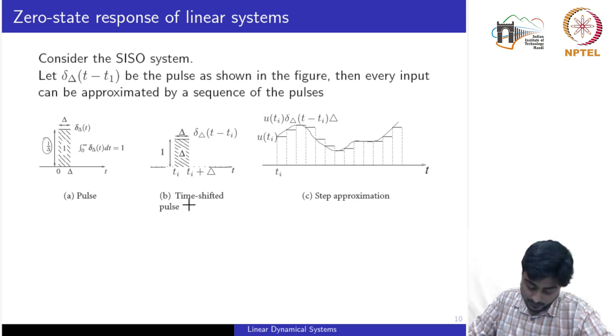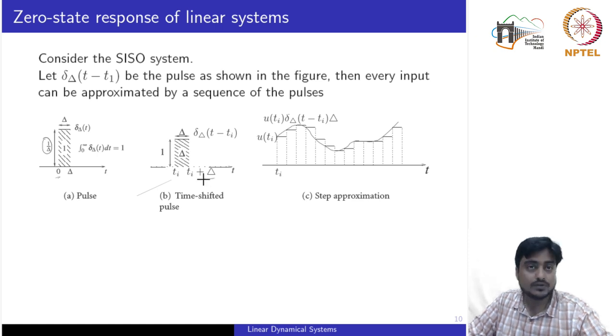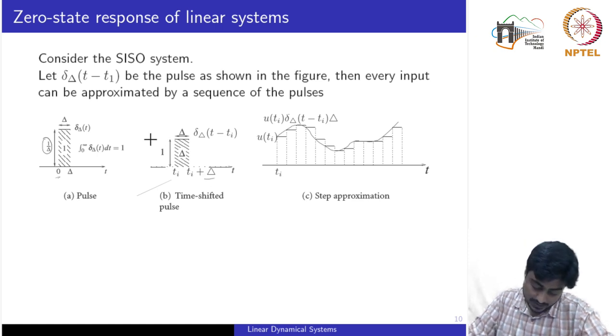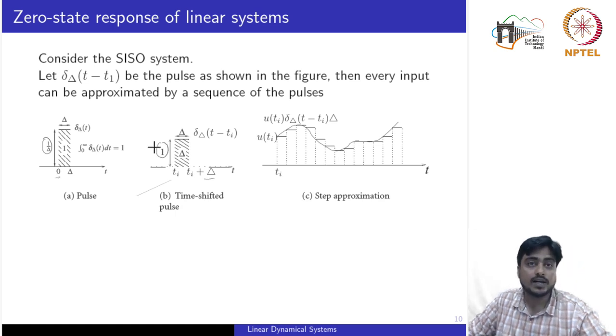In figure B, we considered a time shifted version of this pulse where instead of starting with t equal to 0, we are starting with some ti, keeping the same width of delta. But here notice that we put the magnitude equal to 1 instead of 1 by delta. So if we take the area inside this curve, it is now delta.